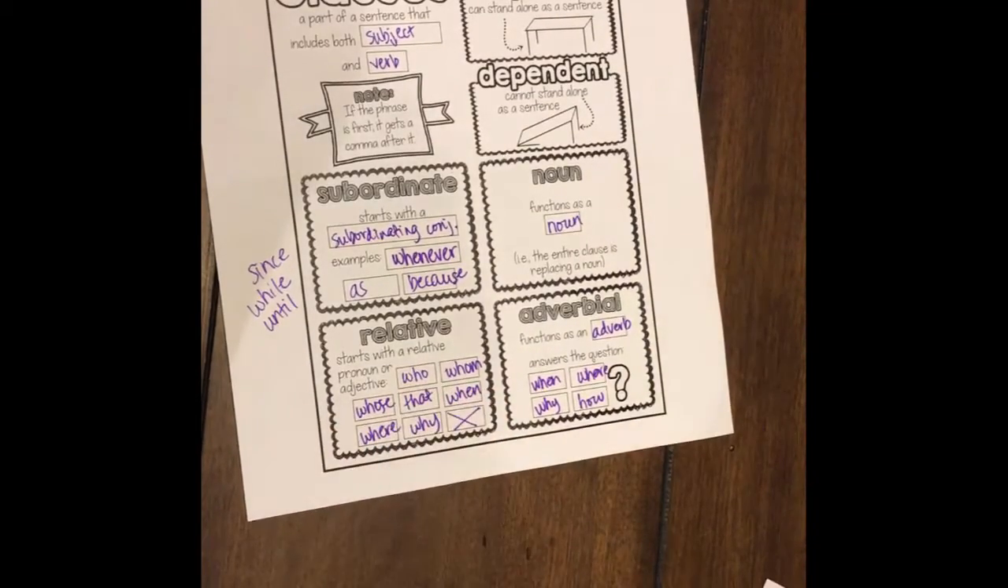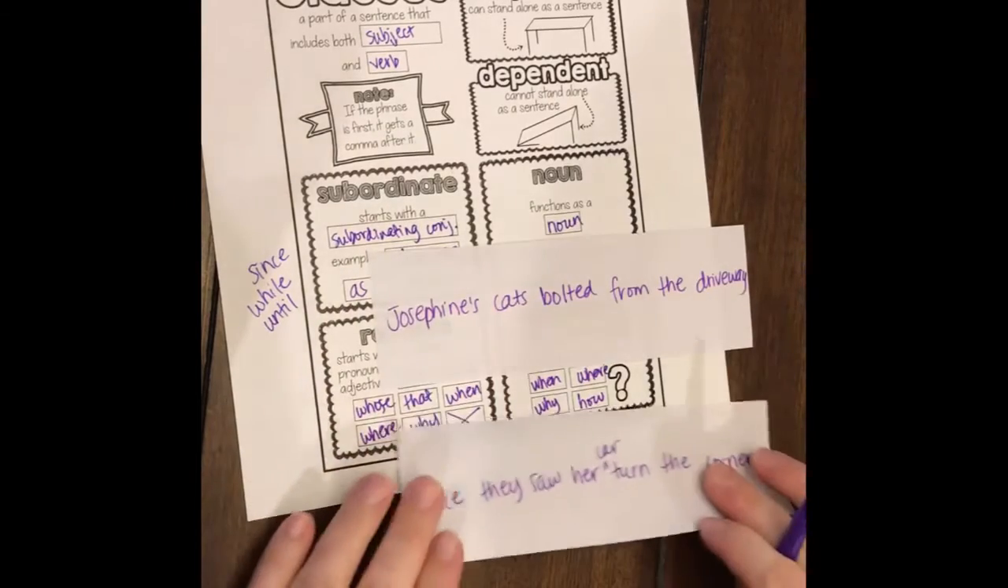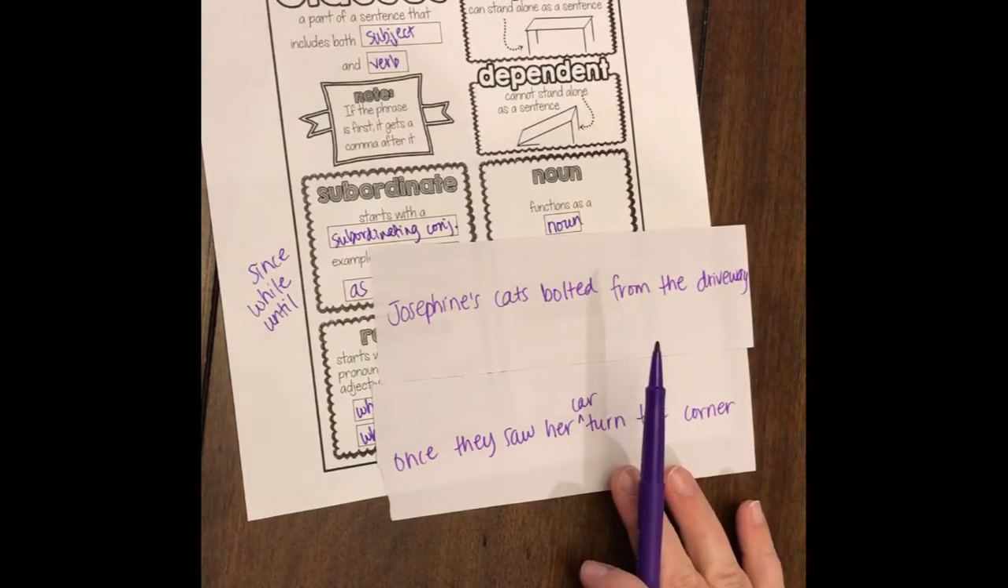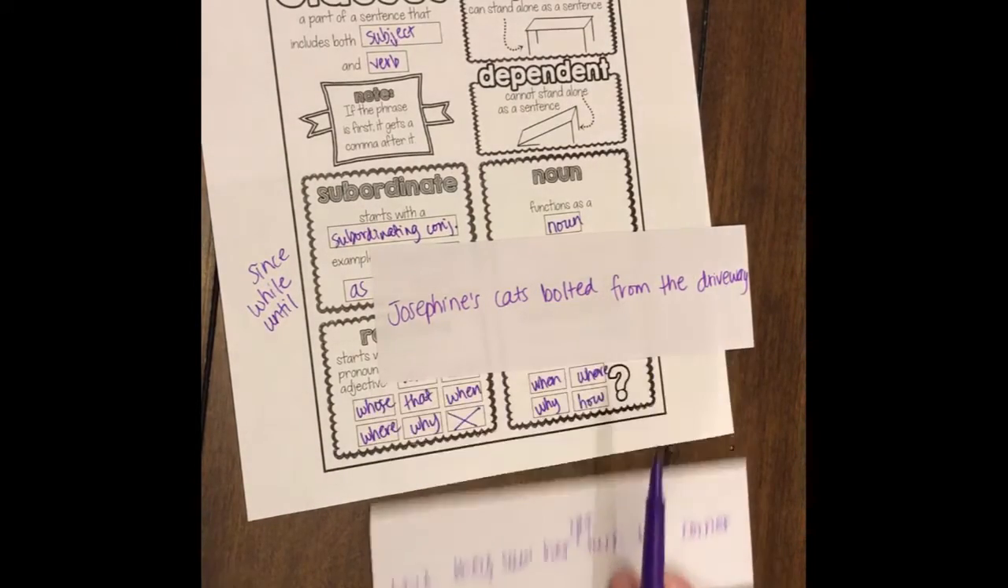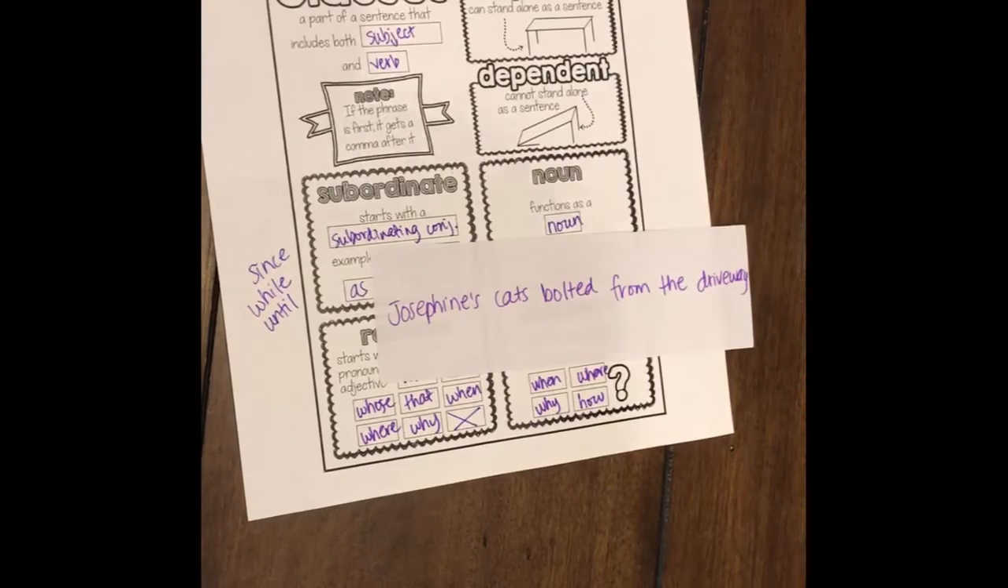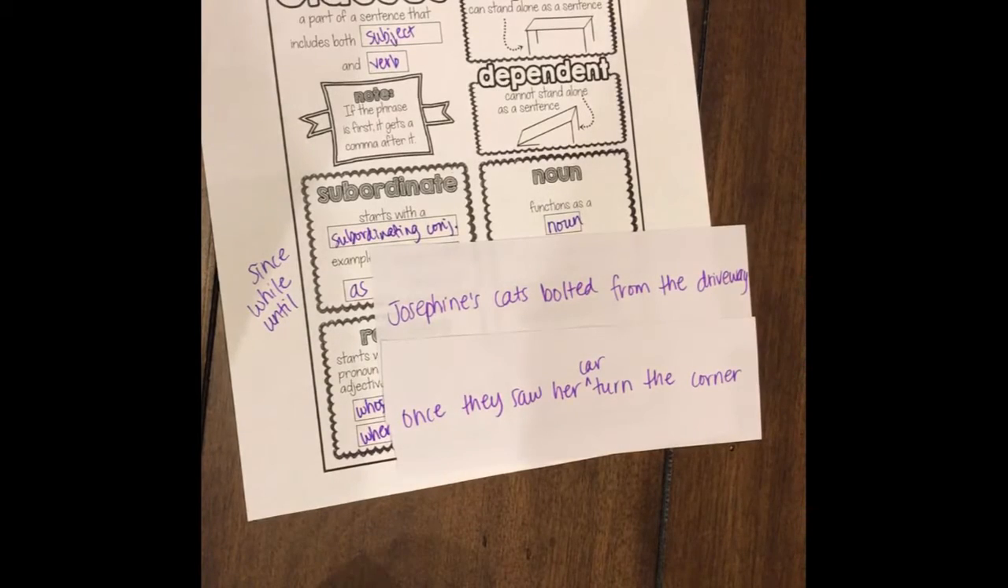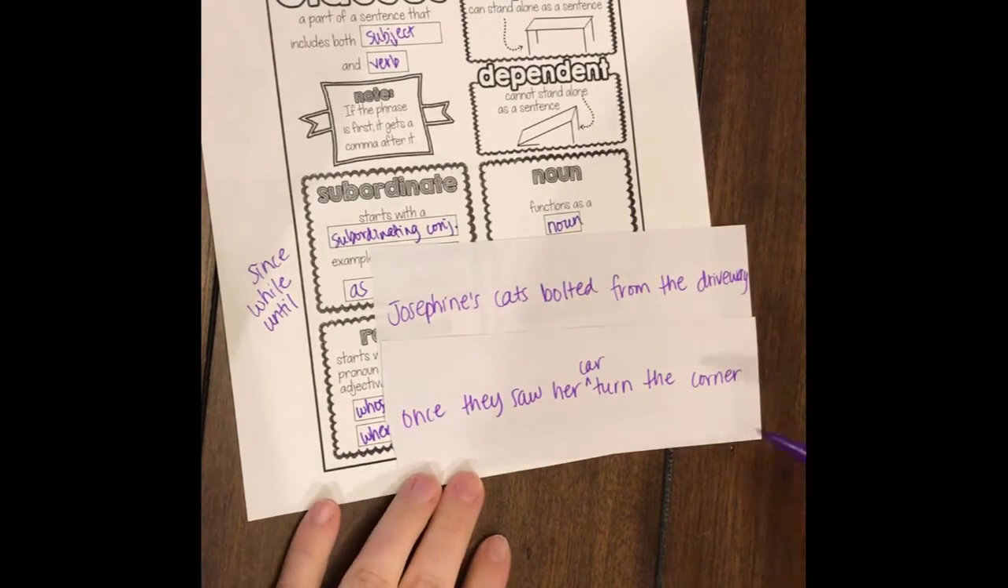Okay, so our example is, Josephine's cats bolted from the driveway once they saw her car turn the corner. So Josephine's cats bolted from the driveway is an independent clause that can stand by itself and still make sense. We add this adverbial clause, once they saw her car turn the corner, and this is telling us when. So when do they bolt from the driveway? Once they saw her car turn the corner.